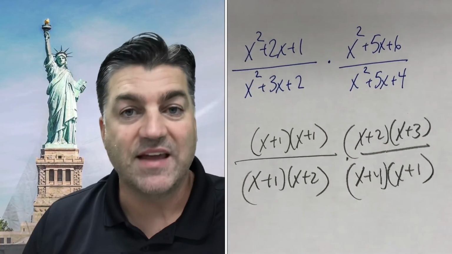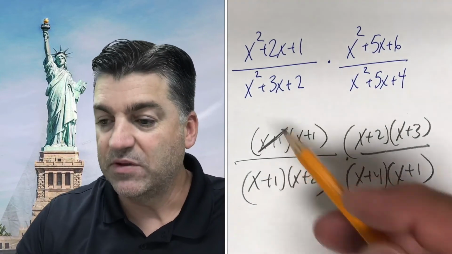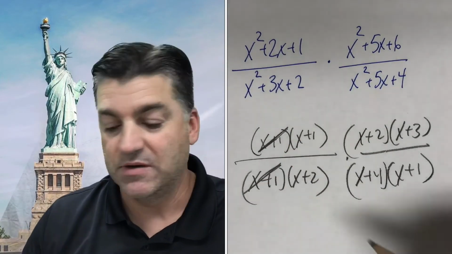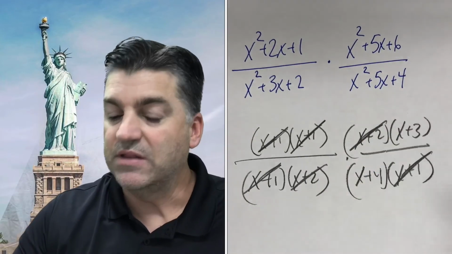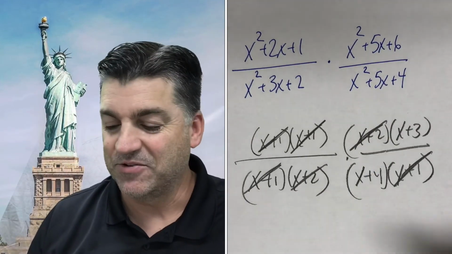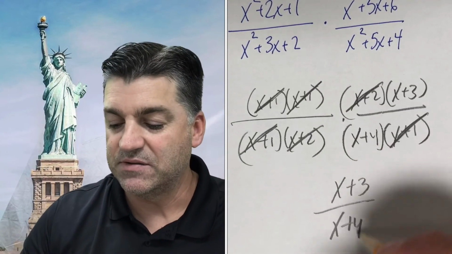Now let's cross cancel everything that we can, and let's see what's left over. So we have an x plus 1 crosses out with an x plus 1. X plus 1 and this x plus 1. X plus 2 and that x plus 2. I like when all these things cross out, and we're left with just x plus 3 over x plus 4.